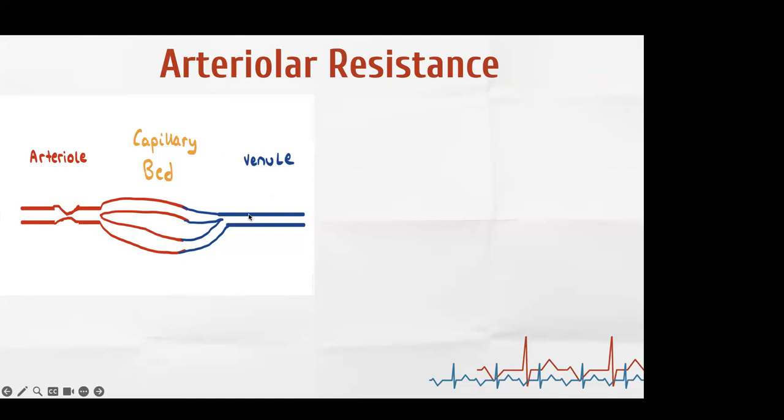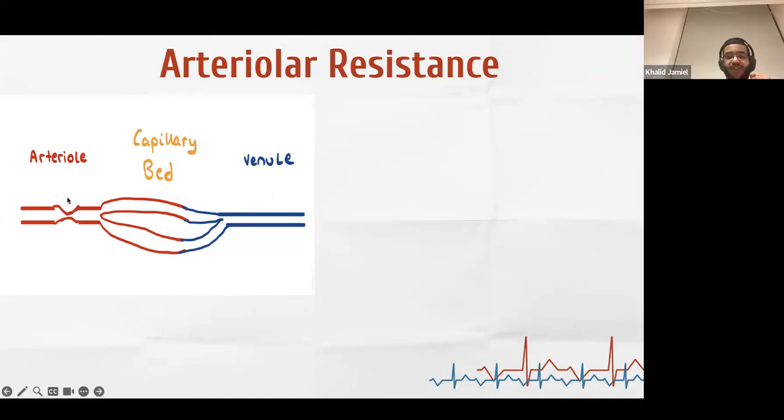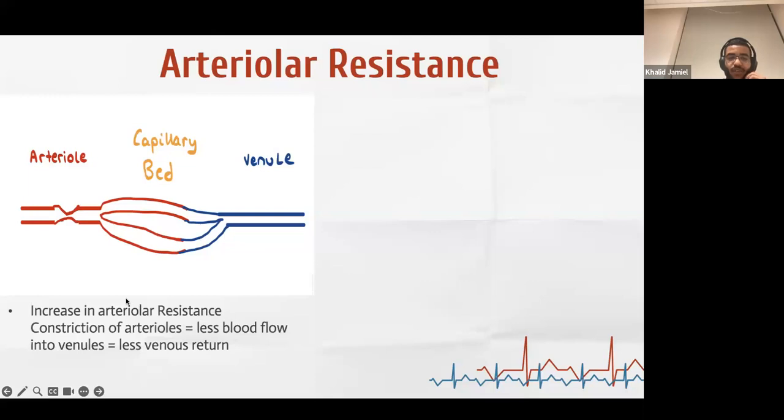high resistance. Excellent. So by vasoconstricting the arteriole, less blood is going into the capillary bed, and therefore less blood is going to the veins, and therefore we're decreasing the pressure in the veins, because there's just less blood volume. So an increase in arteriolar resistance means constriction of arterioles, which means less blood flow into the venules and less venous return.